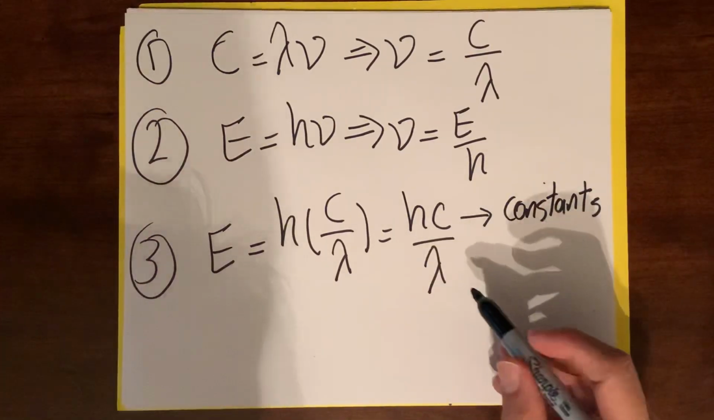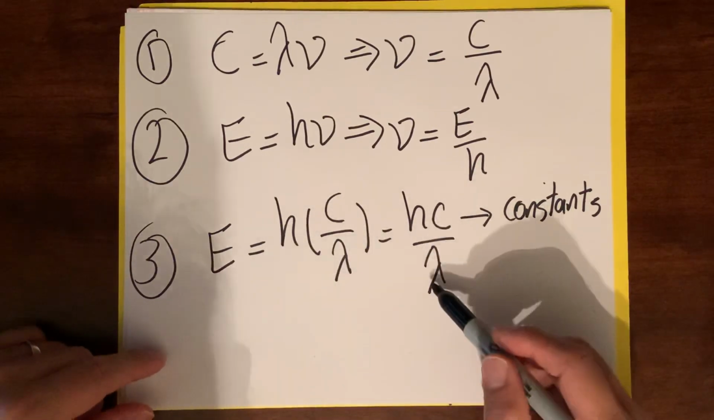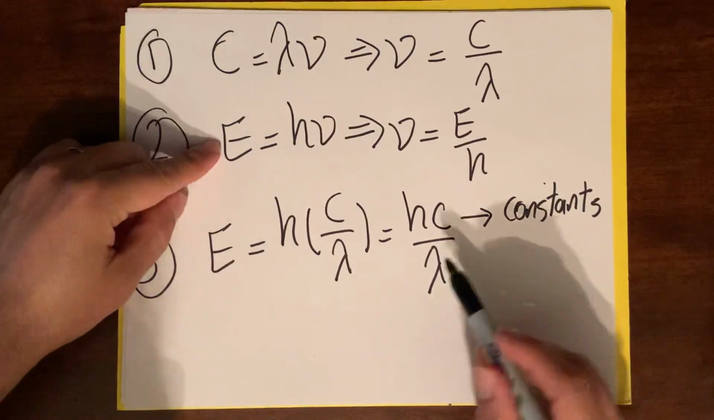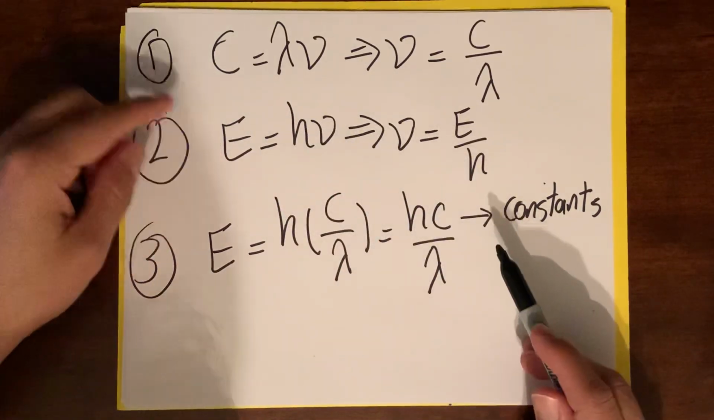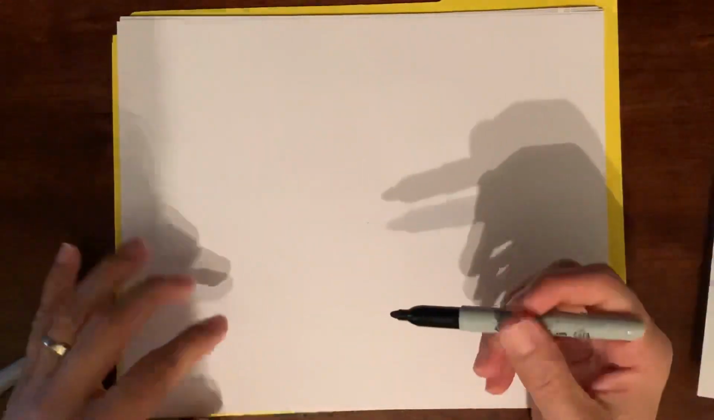Both of them are constant. The only variable we have is just lambda. Energy is inversely connected to lambda. Well, there, energy was directly connected to frequency. So now let's talk about the relationship between energy and wavelength and energy and frequency.